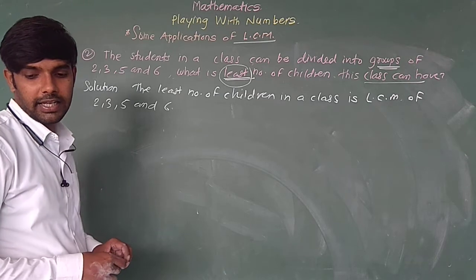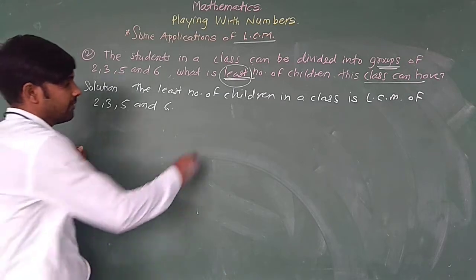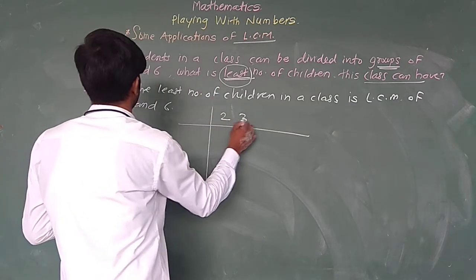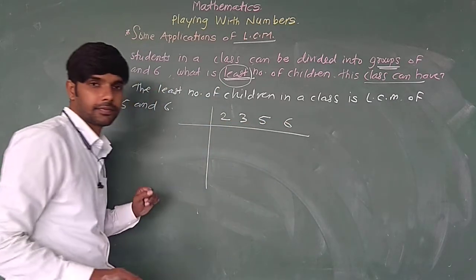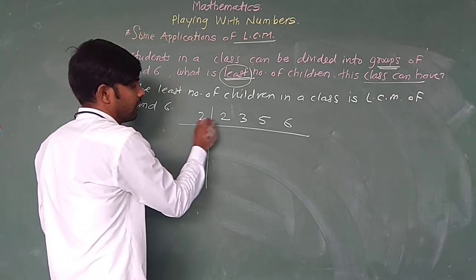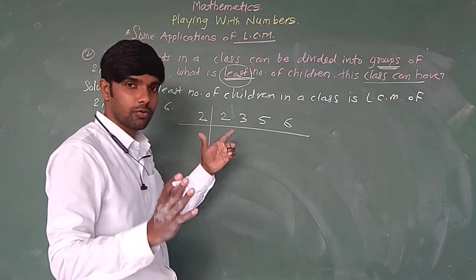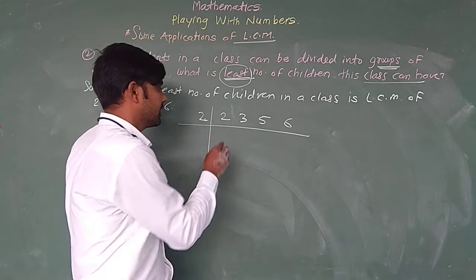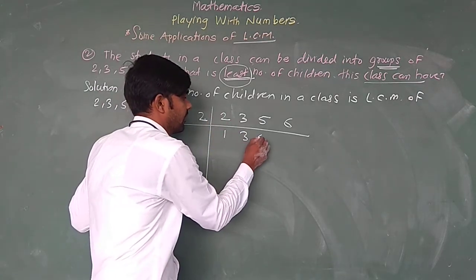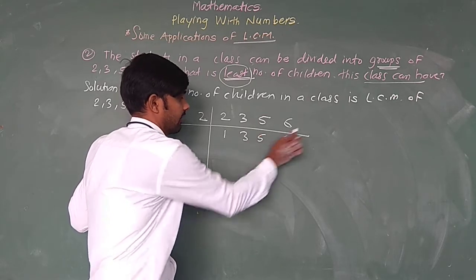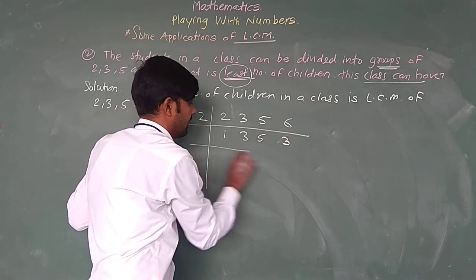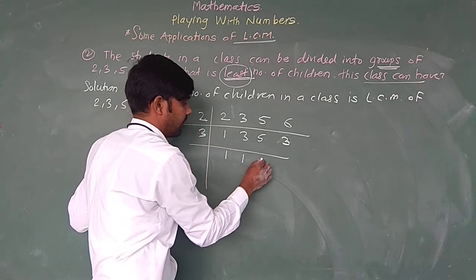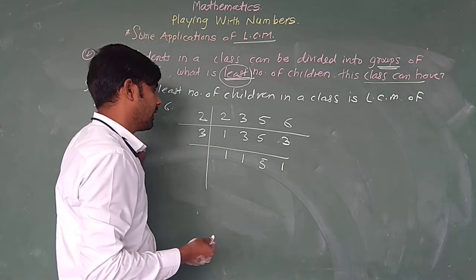So to find the LCM, look here: 2, 3, 5 and 6. We divide this by 2 because we want at least 2 numbers which are divisible by this number. So 2 and 6 are even numbers which are divisible by 2. 2 ones are 2, 3, 5 and 3. Again 3, divisible by 3. 1, 1, 5, 1. So it's over now.